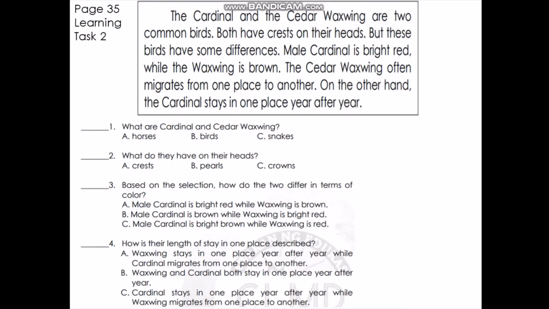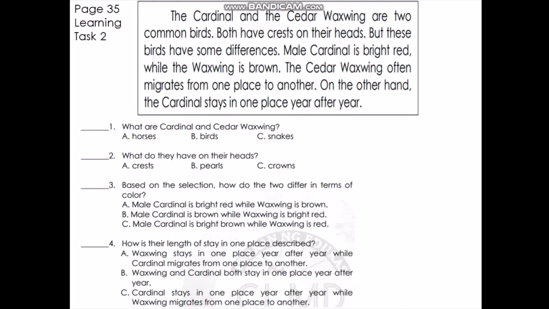So I have here another example of informational text. We will answer this on your paper. So get your paper, page 35, learning task 2, and then write 1 to 4. Now, I'm going to read it and then after that, you answer. The choices are A, B, or C.